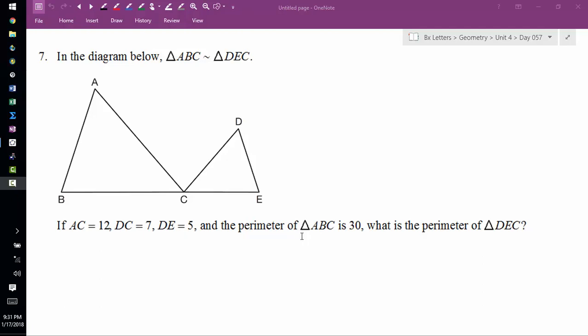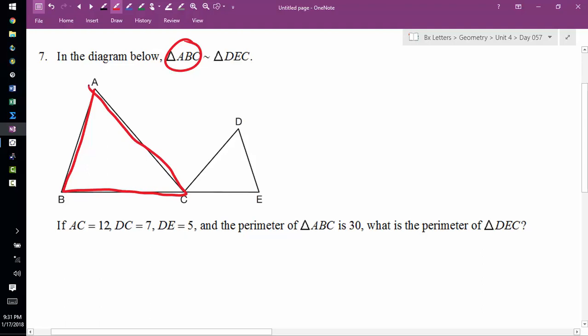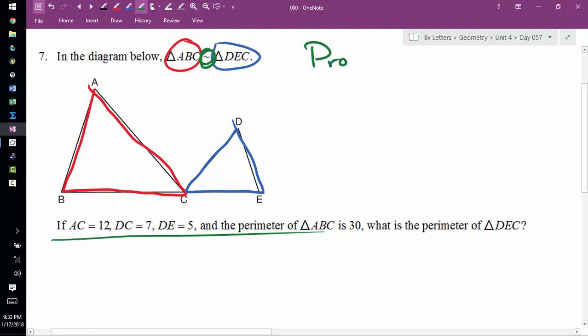7, they say, hey, in the diagram below, you've got two triangles. You've got a larger one called ABC, and you've got a smaller one called DEC. And those triangles are similar. And whenever you see similar, and especially when you see values like numbers, you should be thinking proportion.